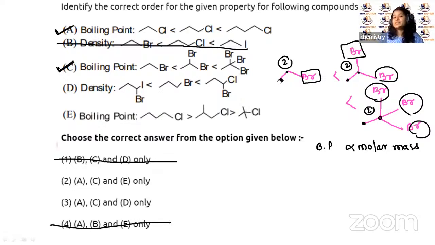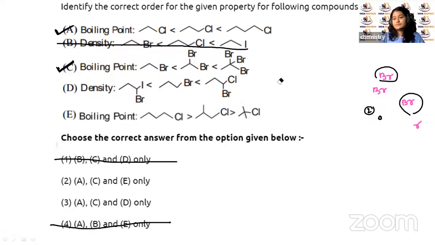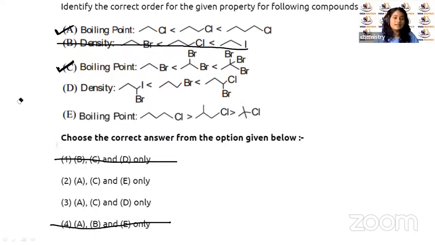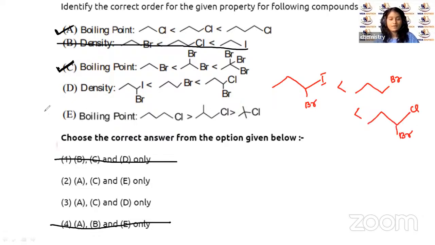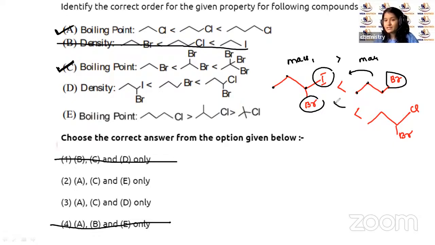So let us look at option D. Again, something about density is being talked about here. Let us see what is being talked about. Density again, we know, is mass by volume. Here how many carbons are there, children? 1, 2, 3. 1, 2, 3. Here we have bromine and iodine. Here it's only bromine. So can I say that this mass is greater than this mass? So this should have come here and this should have gone here.